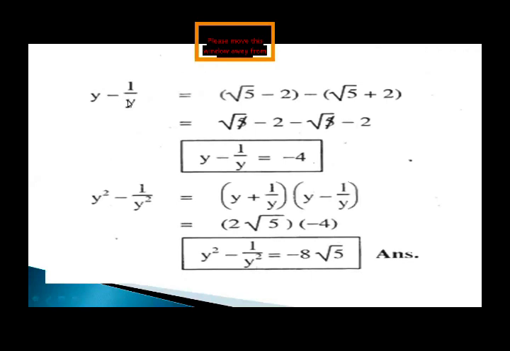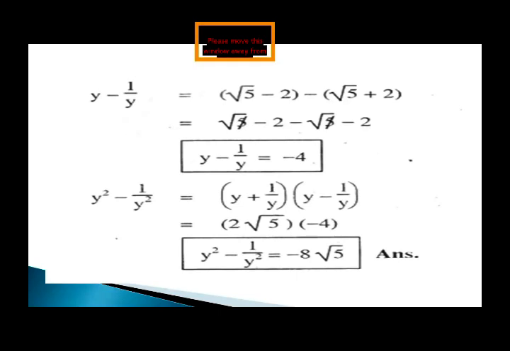How to find y minus 1 over y? Simply by subtracting both values, but make sure that you use parentheses to maintain the sign. So root 5 minus 2 minus root 5 and minus plus 2. Now what happened? Plus root 5 minus root 5 will be cancelled and we have minus 2 and minus 2. Same sign, like values, so they will be added. So y minus 1 over y is equal to minus 4.